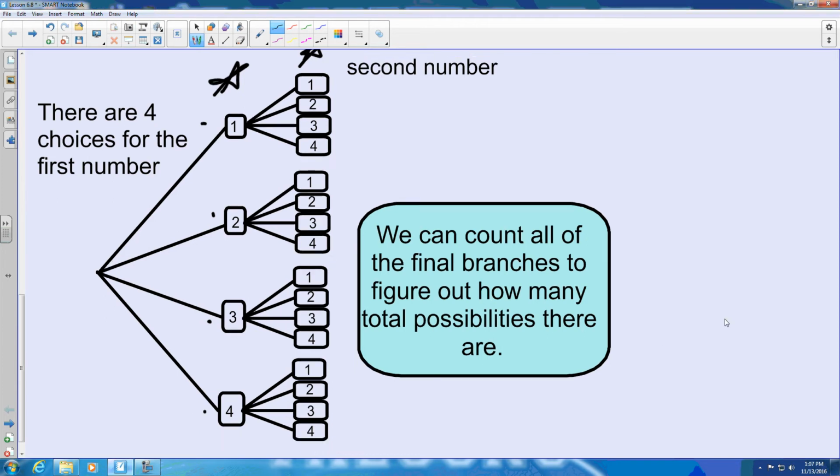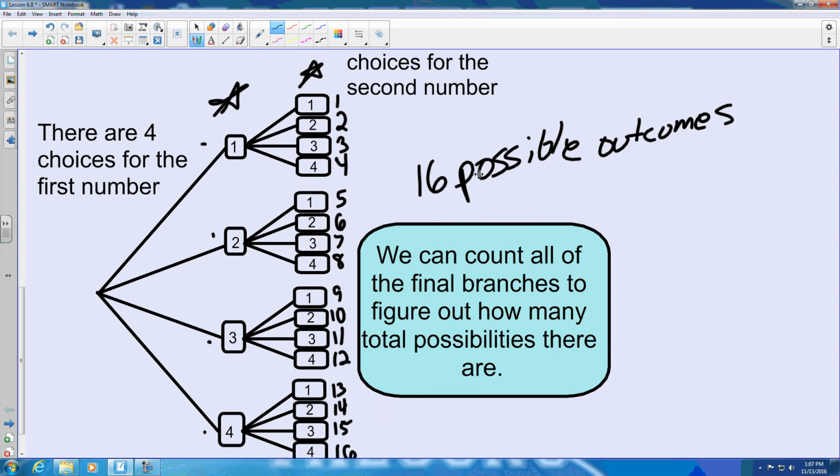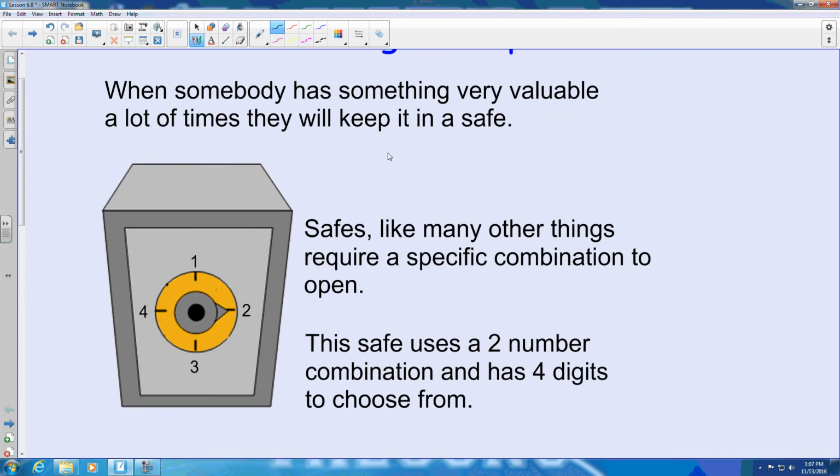If you look at that second piece of the tree, this allows us to figure out the total possibilities. So there are 1, 2, 3, 4, 5, 6, 7, 8, 9, 10, 11, 12, 13, 14, 15, 16. There are 16 possible combinations or 16 possible outcomes. There's only one that could be the correct combination, but there are 16 possible outcomes. That is one way of solving it. The other way is using the counting principle.